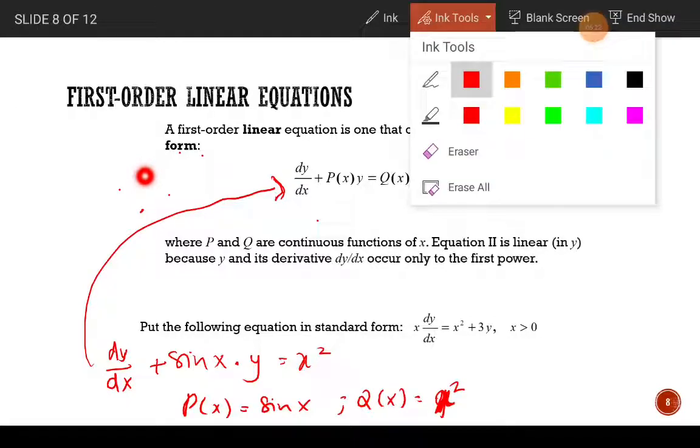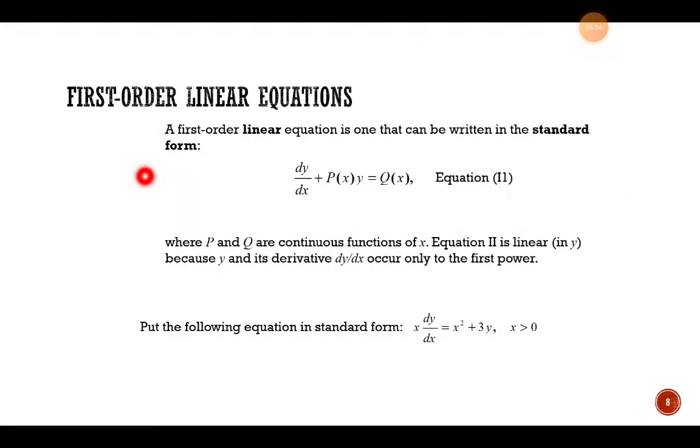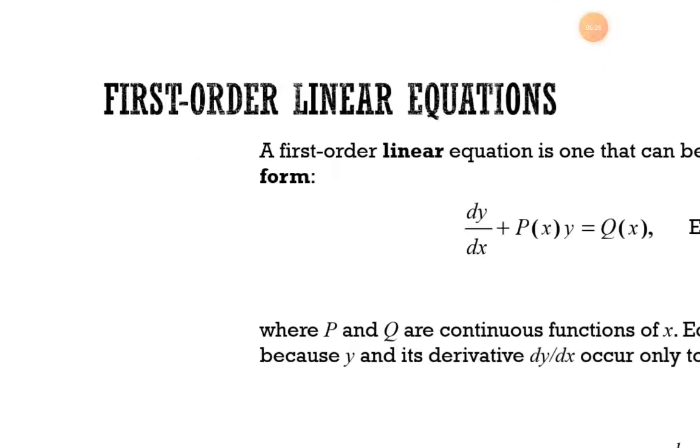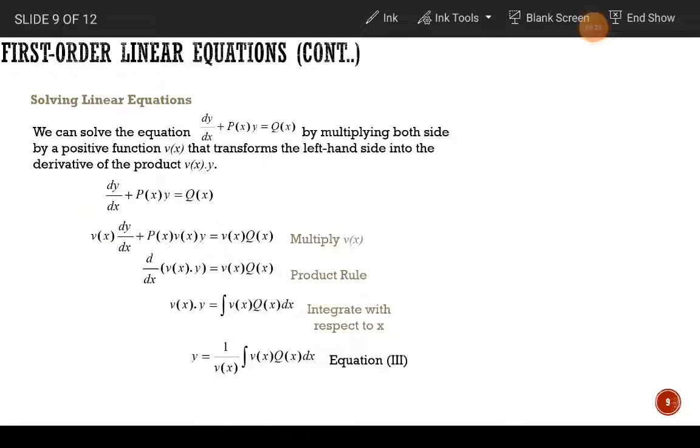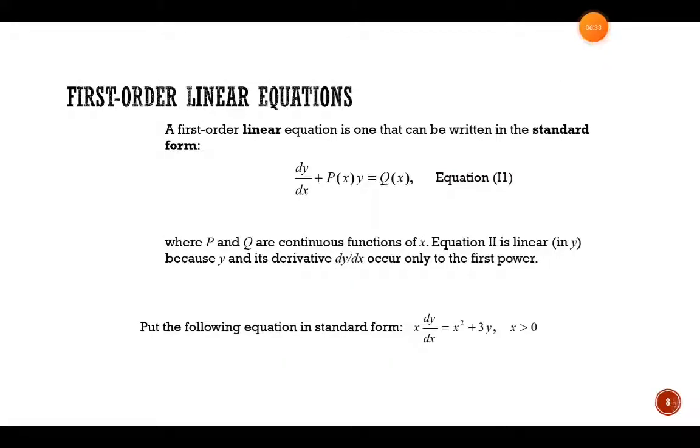Okay, or one more example, let's say we have dy over dx plus 5y equals 2.